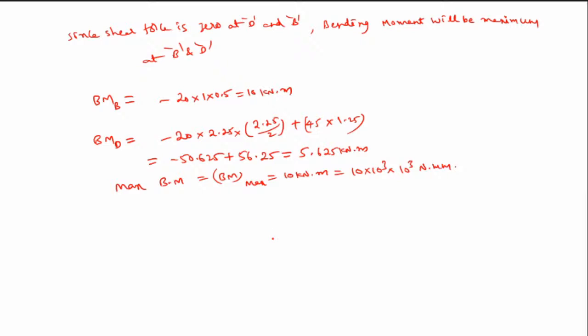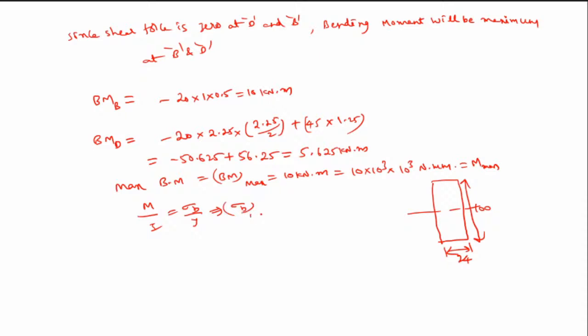Then the cross sectional area of the beam is given as 24 by 100. If you apply M by I is equal to sigma b by y, that implies sigma b max. We want sigma b max, that is nothing but M max into y max by I. So this is your y max. Y max is 100 by 2, that is 50.